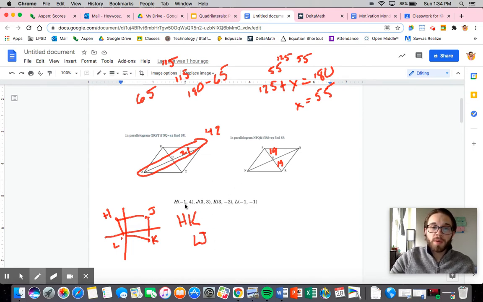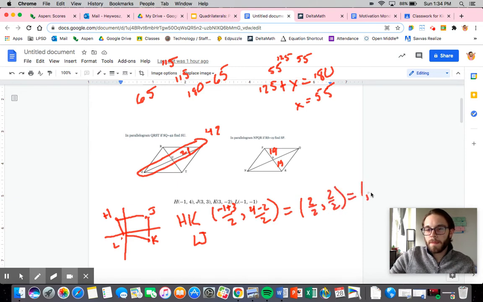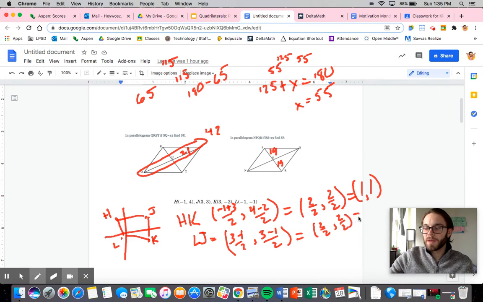So if we check, the midpoints should be the same. And let's just confirm that. So HK has a midpoint of (-1 + 3) over 2, (4 - 2) over 2. And it should be at what, 1, 1? Okay, so we have 1, 1. And then LJ, the midpoint here, would be (3 - 1), which is a good start, and then (3 - 1) again. Right? So they would again be 2 over 2, 2 over 2, which is 1, 1.